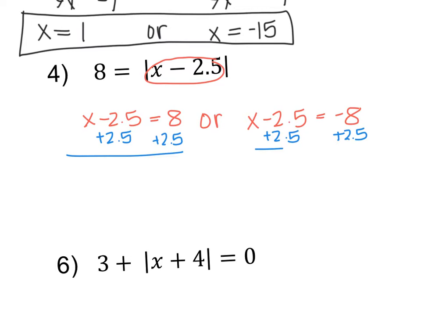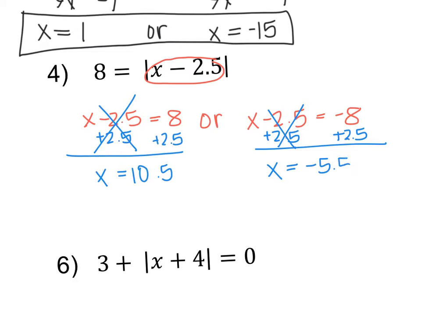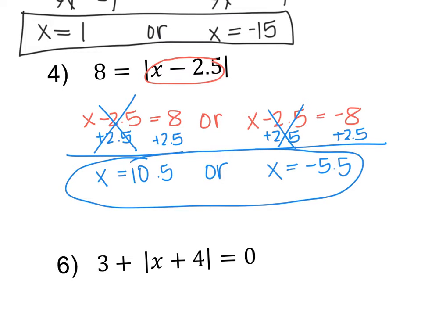Then go ahead and solve. 2.5's cross out. You get x equals 10.5 or x equals negative 5.5. And those are your final answers. Those two options for x together make up your answer.